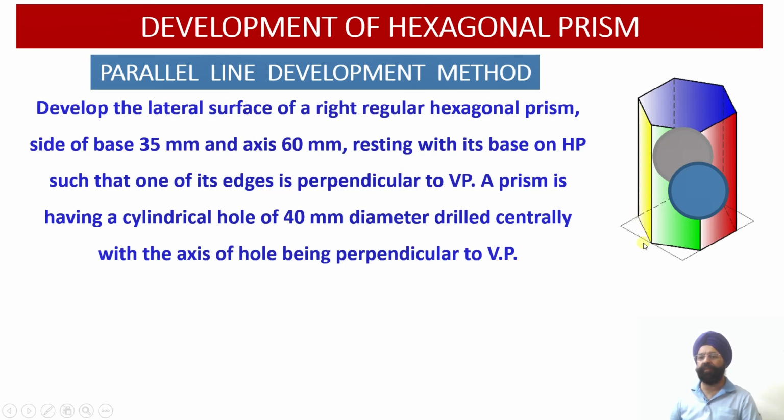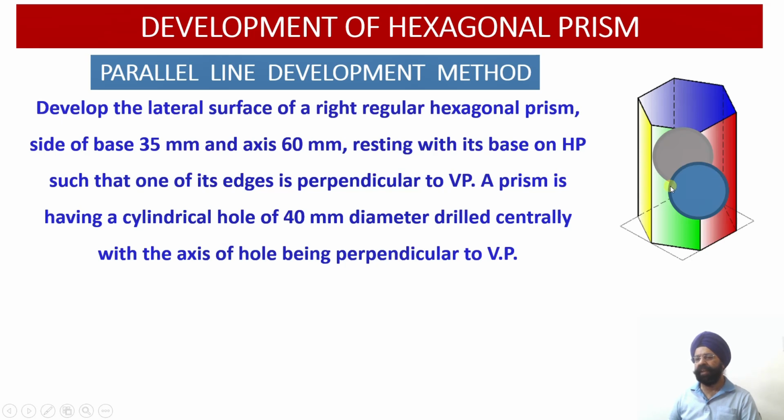This prism is having a cylindrical hole of 40 millimeter diameter drilled centrally, with the axis of the hole being perpendicular to the vertical plane. So this hole has been drilled centrally onto the axis, that is, at the axis height of 30 millimeter. The center of this hole will be 30 millimeter above its base, or 30 millimeter from the top corner of the vertical edge. So this is at the center.